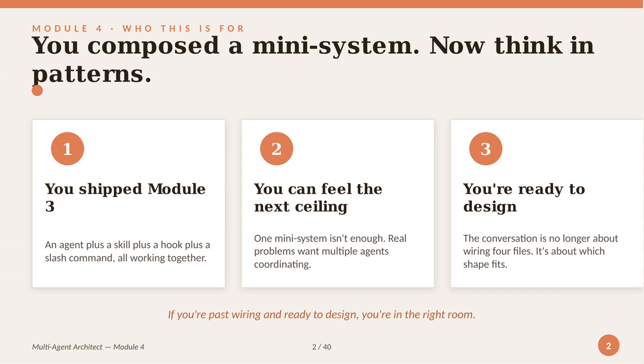Card 2. You can feel the next ceiling. One mini-system was a great forcing function for learning the primitives. But real problems don't fit cleanly into one agent doing one thing. Real problems want multiple agents coordinating, sometimes in different shapes for different parts of the same problem. You can feel that ceiling without being able to articulate it yet.